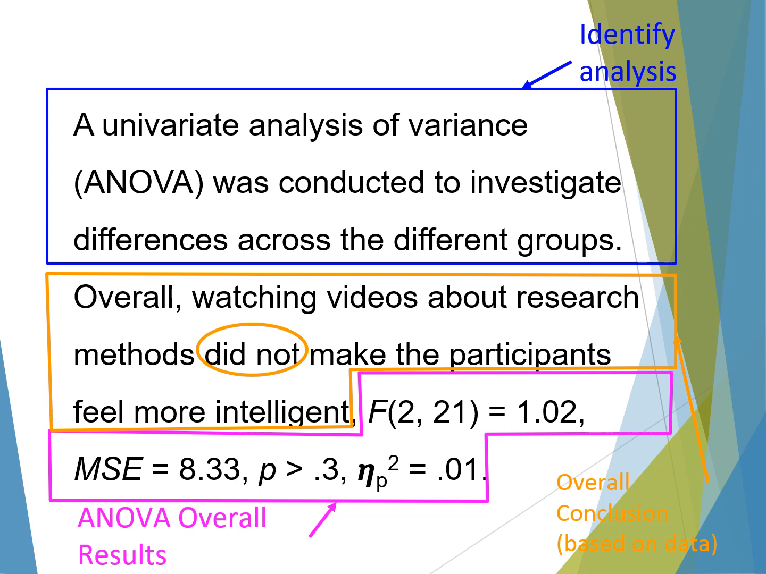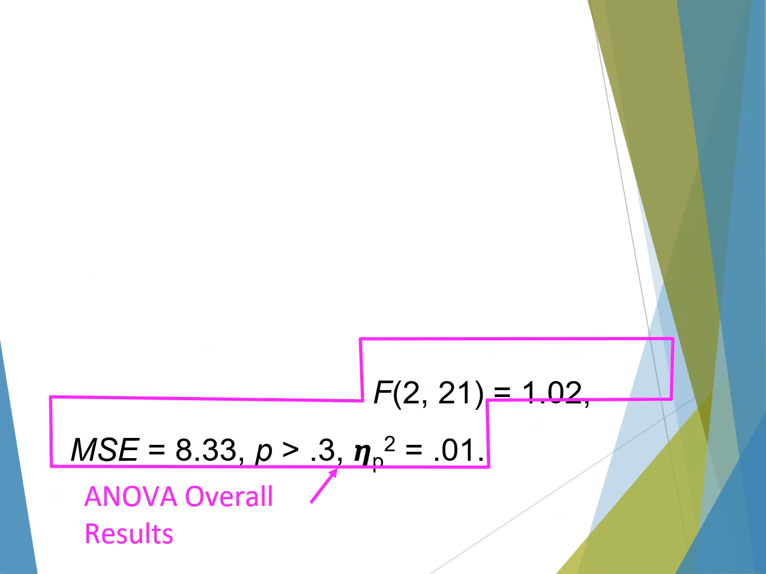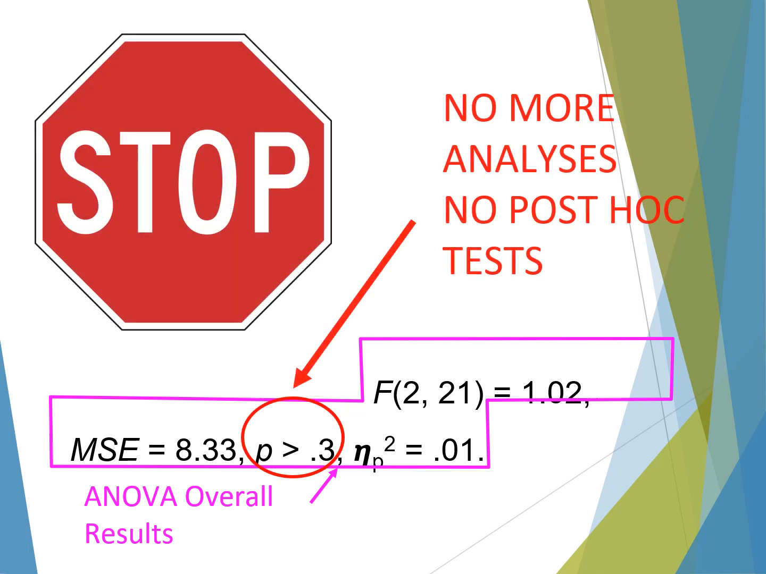Our p is greater than 0.3, which is why we know it's non-significant, but we've still reported all of the important components, with our F and our degrees of freedom, MSE, and p-value. All that is still in there. So if your F-test is non-significant, you're going to stop here. What this tells you is there were no other group differences if you don't have a significant overall effect. Okay, so if your p-value for your F is non-significant, we're going to stop. No more post hoc tests.